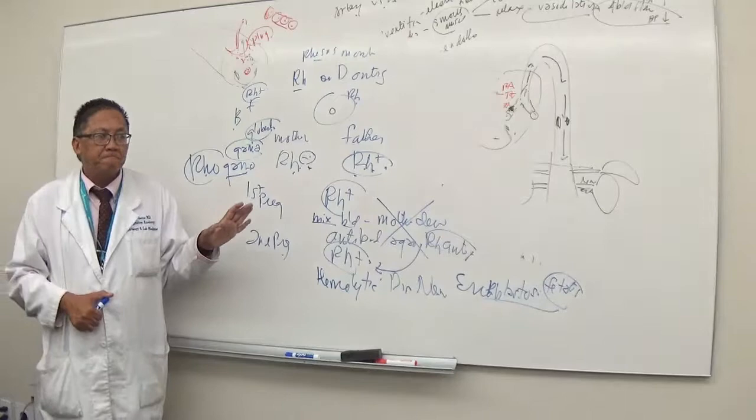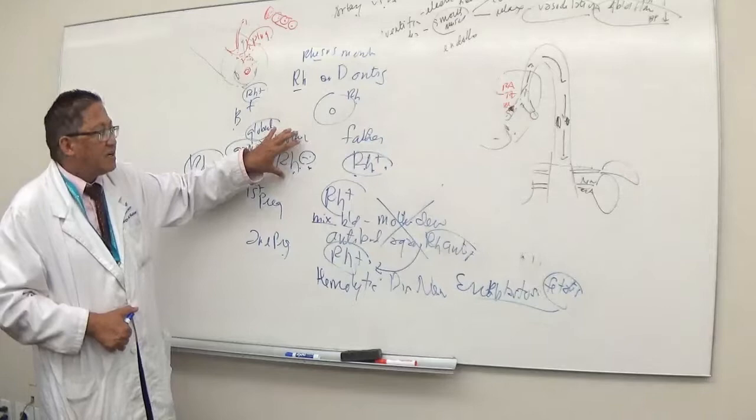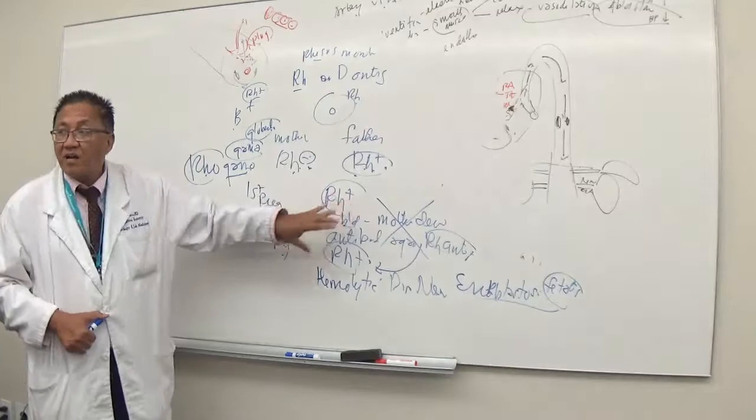Yes. It's called RhoGAM. So in this situation, the problem arises when the mother is Rh negative, she does not have antibodies in the beginning, and the baby is what? Rh positive. That is a problem.